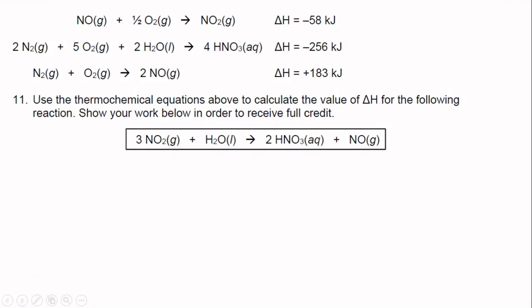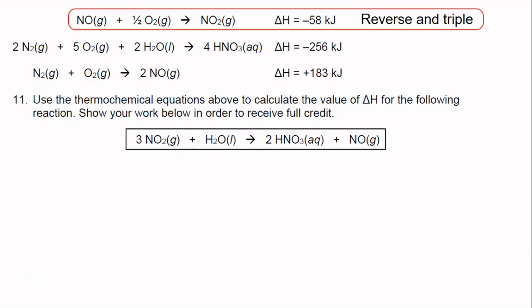All right, number 11 is also an example of Hess's law. Our target equation has 3 moles of nitrogen dioxide, NO2, 1 mole of H2O, and on the product side we have 2 moles of HNO3 and 1 mole of nitrogen monoxide, NO. So I will take this particular equation and reverse it so that the NO2 is on the left. I also have to multiply it by 3. So negative 58 now becomes positive 174 after it was reversed and multiplied by 3.